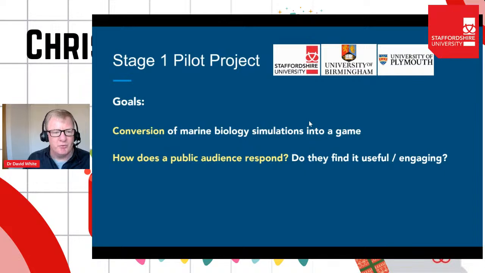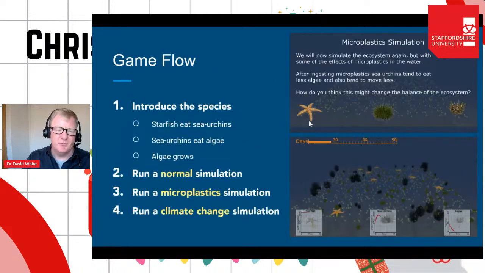And what we wanted to find out was, if we were to test this with an audience, do they find it useful? Do they find it engaging? Do they find it interesting? Obviously climate change is a big topic, and will continue to be, and pollution as well. So we thought, what if we simulate these ecosystems, and then we introduce pollution, and we introduce climate change, and we see how that affects the balance of the ecosystem.